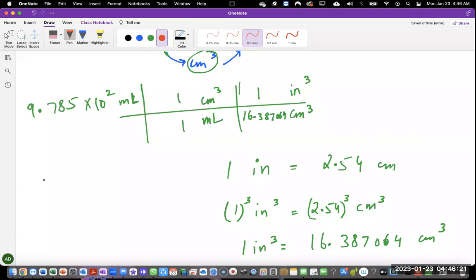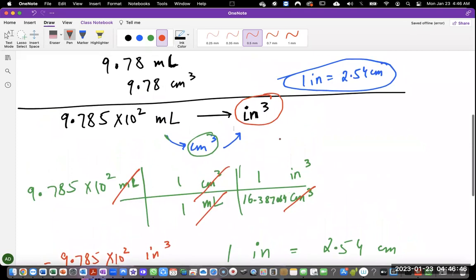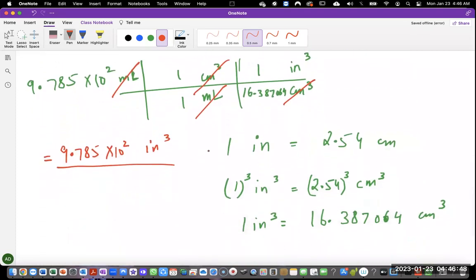Okay, all right. So now what you need to simply do is to simplify the problem and get to the answer. So what do we do here? So 9.785 times 10 to the power 2 times 1 times 1. So I'm just gonna ignore that. You have inches cubed sitting on the top. And let's first of all quickly check all our units. ml cancels, centimeter cube cancels, inches cubed left, and that's what we wanted. We wanted inches cubed.